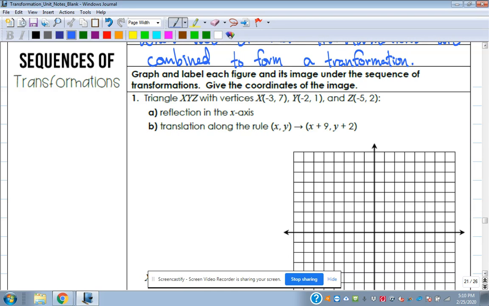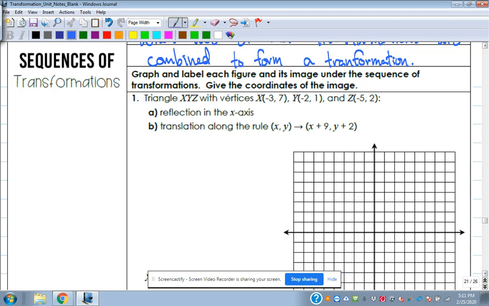So we're just going to apply both of these transformations to the original pre-image. You can do them one at a time, or you can do them at once. I think it helps to draw both of them, and then the middle step, just make it ghosted, like dotted lines or something like that. So let's just do this one together here.